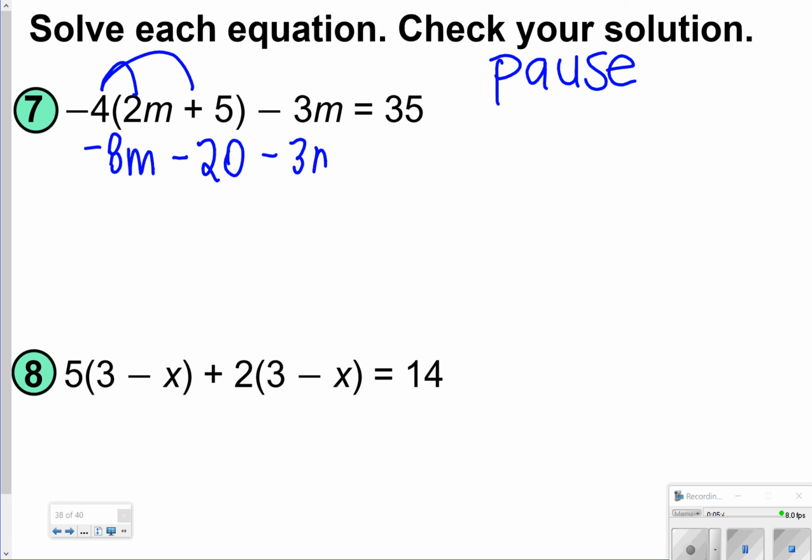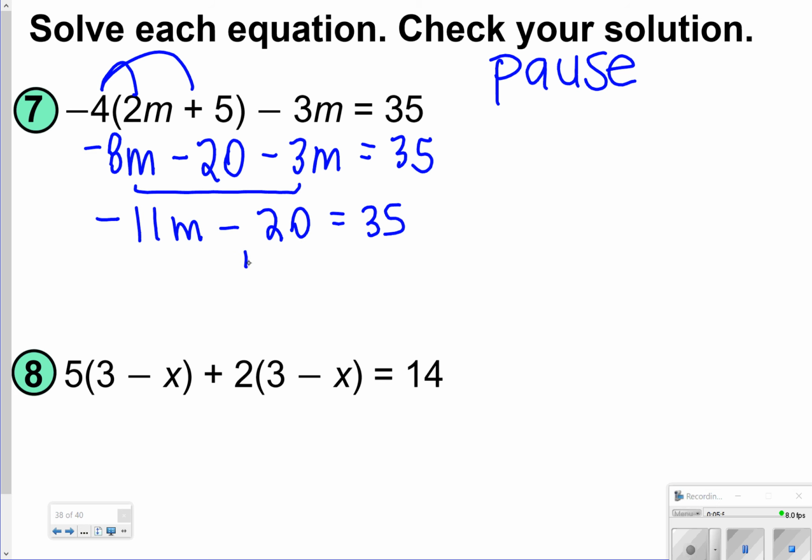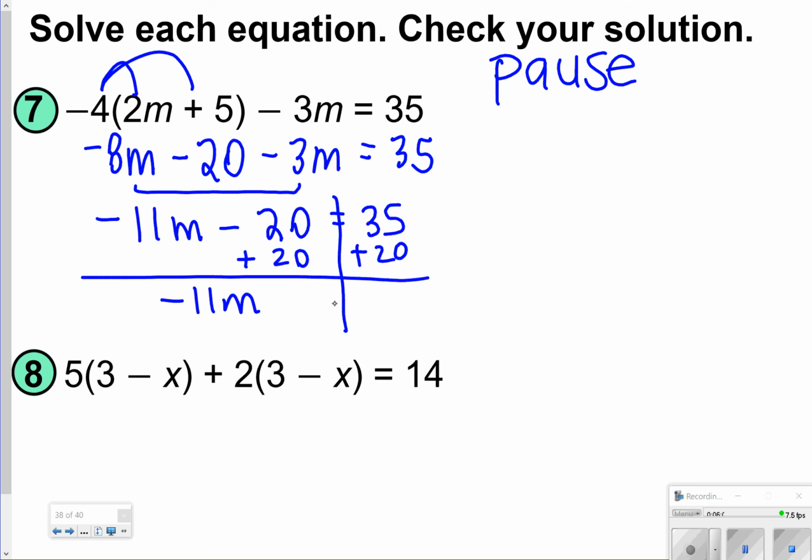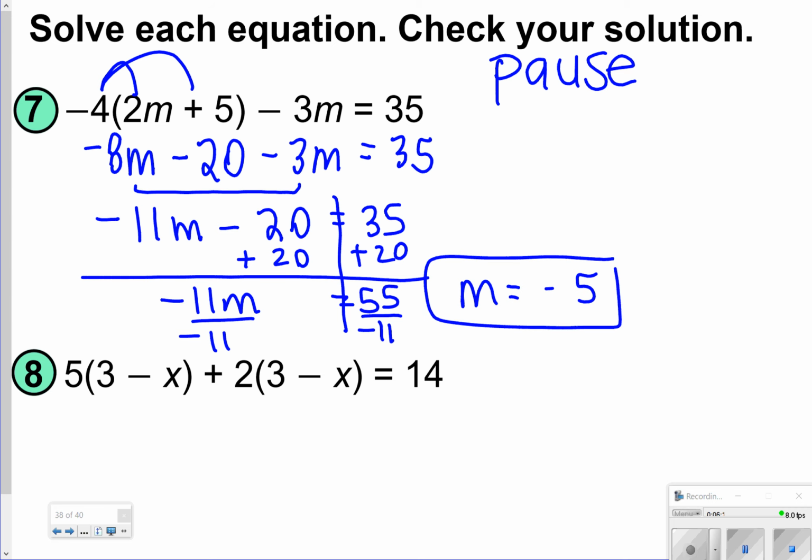Minus 3m equals 35. Negative 8m and negative 3m are going to give me negative 11m. So minus 20 equals 35. And then I'm going to add 20 to both sides. Go ahead and draw my line here. So negative 11m is equal to 35 plus 20, which is 55. Perfect. And then divide both sides by negative 11. m is equal to negative 5.